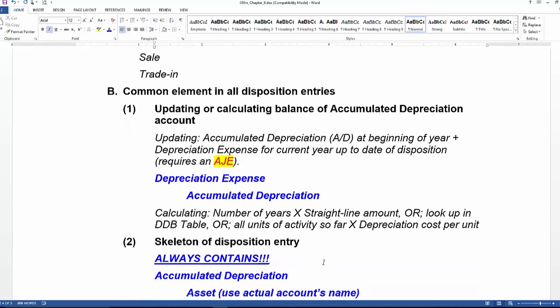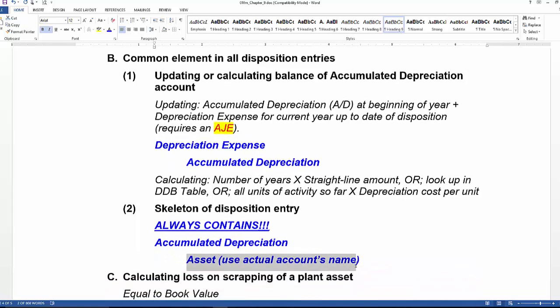And then every journal entry for getting rid of the plant asset, you always have to remember, because you're not going to remember unless you do so consciously, to debit accumulated depreciation. Because not only are you getting rid of the asset by crediting out that asset account, you're getting rid of its related accumulated depreciation by debiting out that contra asset account. So every journal entry will have a debit to accumulated depreciation, a credit to the asset.